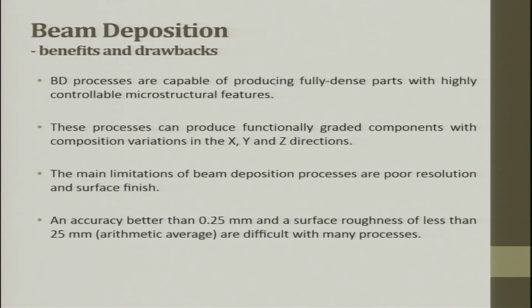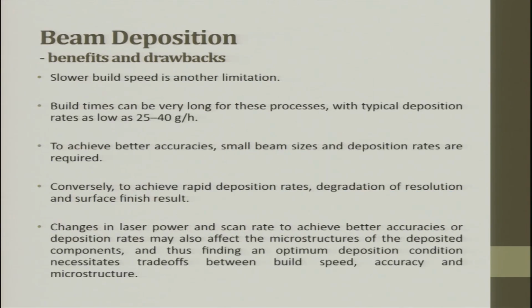Beam deposition processes are capable of producing fully dense parts with highly controllable microstructure. This process can produce functionally graded components in the x, y and z direction. The main limitations of the beam deposition process are poor resolution and surface finish. The accuracies we talk about are 0.25 millimeter, and surface roughness of less than 25 micrometer is difficult for this process.